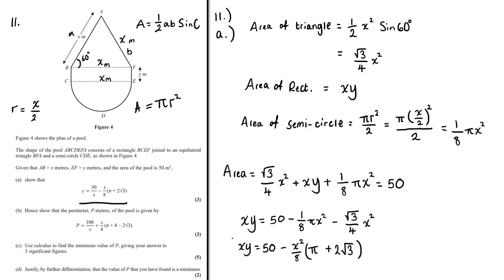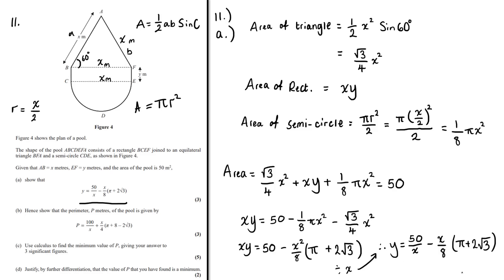And then from here, we just divide both sides of this equation by x. Because we just want y equals, so therefore I just divide by x. And in that case then, when we divide both sides by x, I get the expression that we wanted. So y is equal to 50 over x minus x over 8 times pi plus 2 root 3 there. Okay? And that's part A done there.